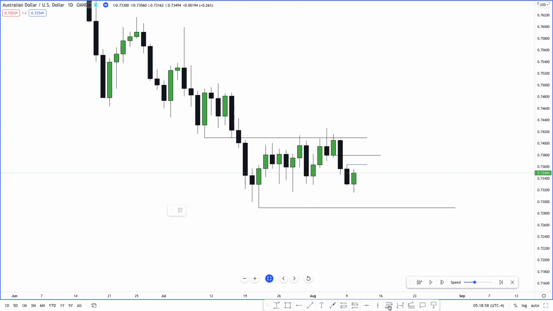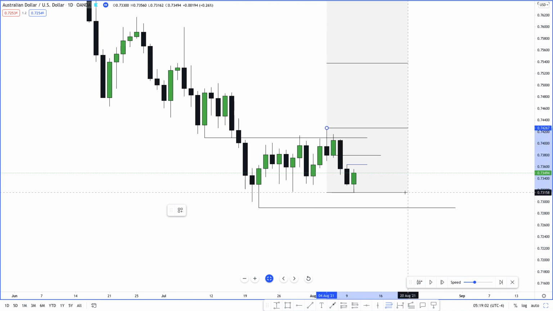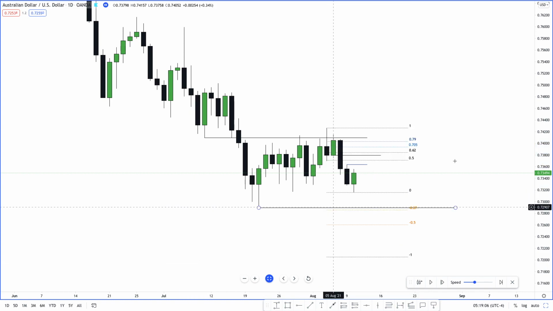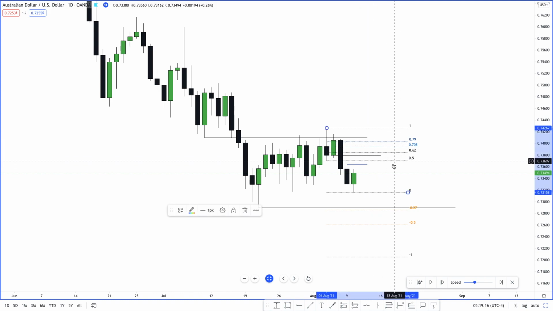And if you had to fib this from that high to this low, let's put the fib on, we can see that it kind of lines up with OTE. It's above 50%, which means it's in premium, which means it's a valid area to look for selling opportunities, right?